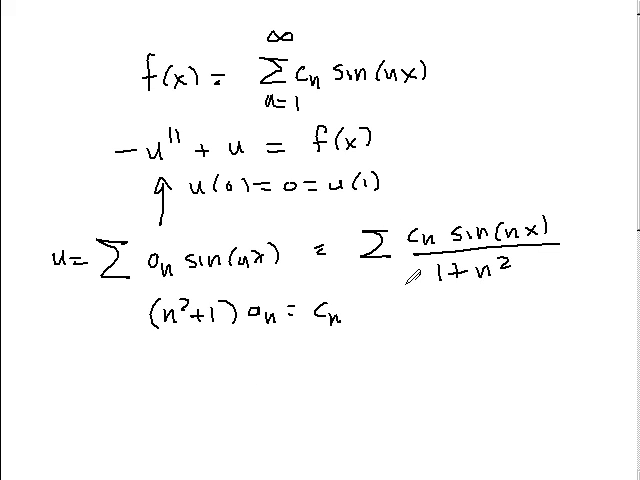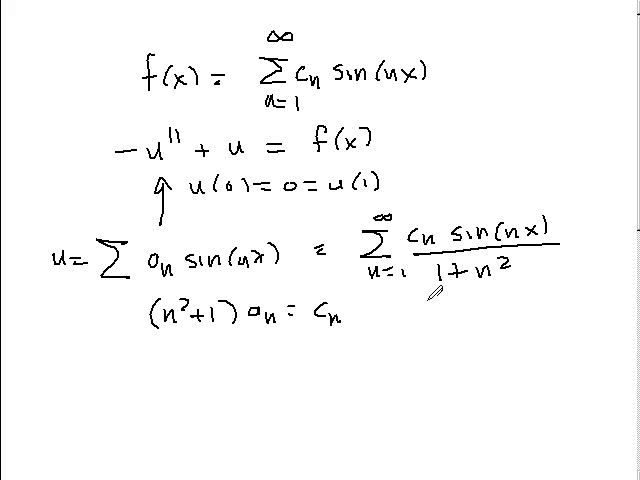Now, what do you notice about these terms here? What does the 1 over 1 plus n squared do for you? It goes to 0, in fact, more rapidly than c_n, so it increases the convergence of the series. So series which are more rapidly convergent are in general more smooth.